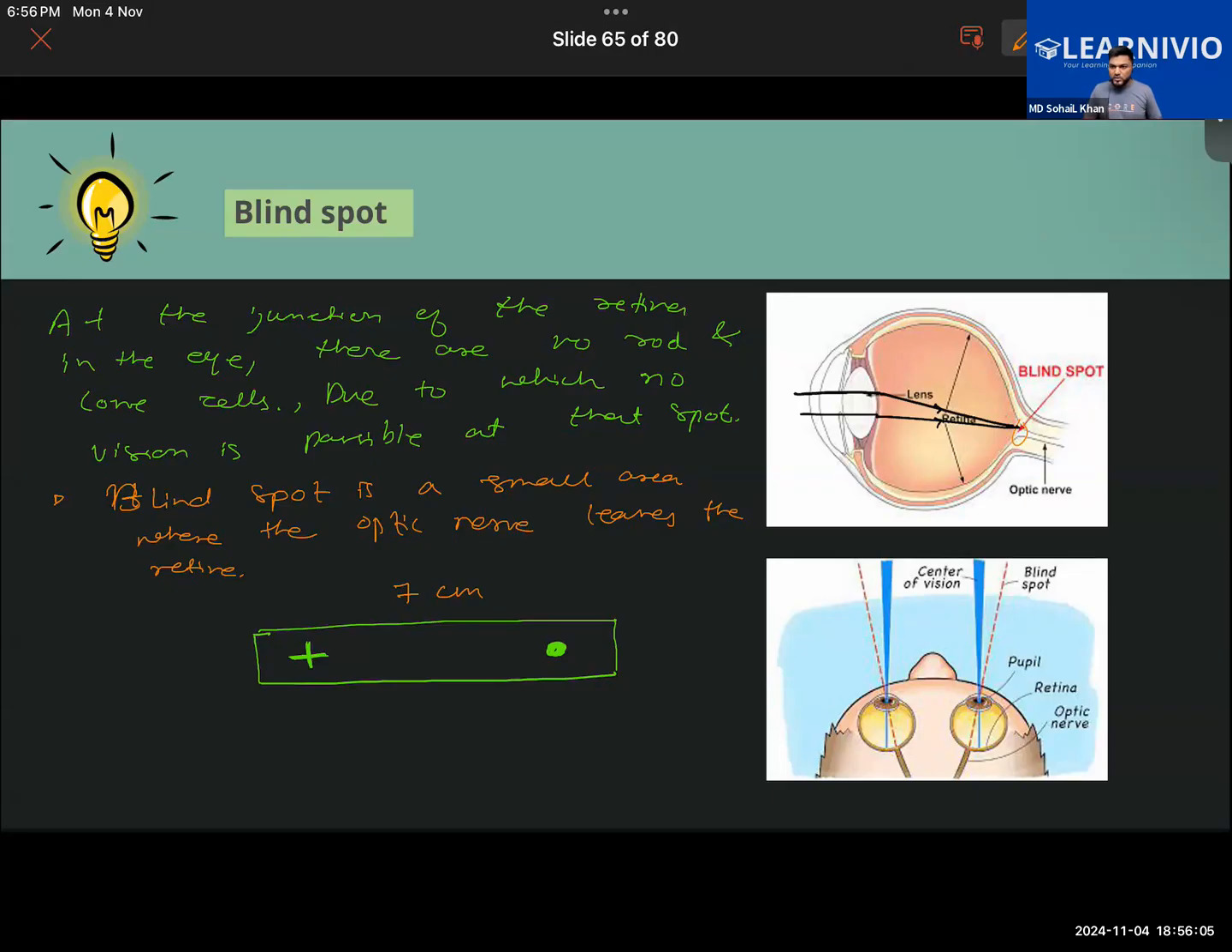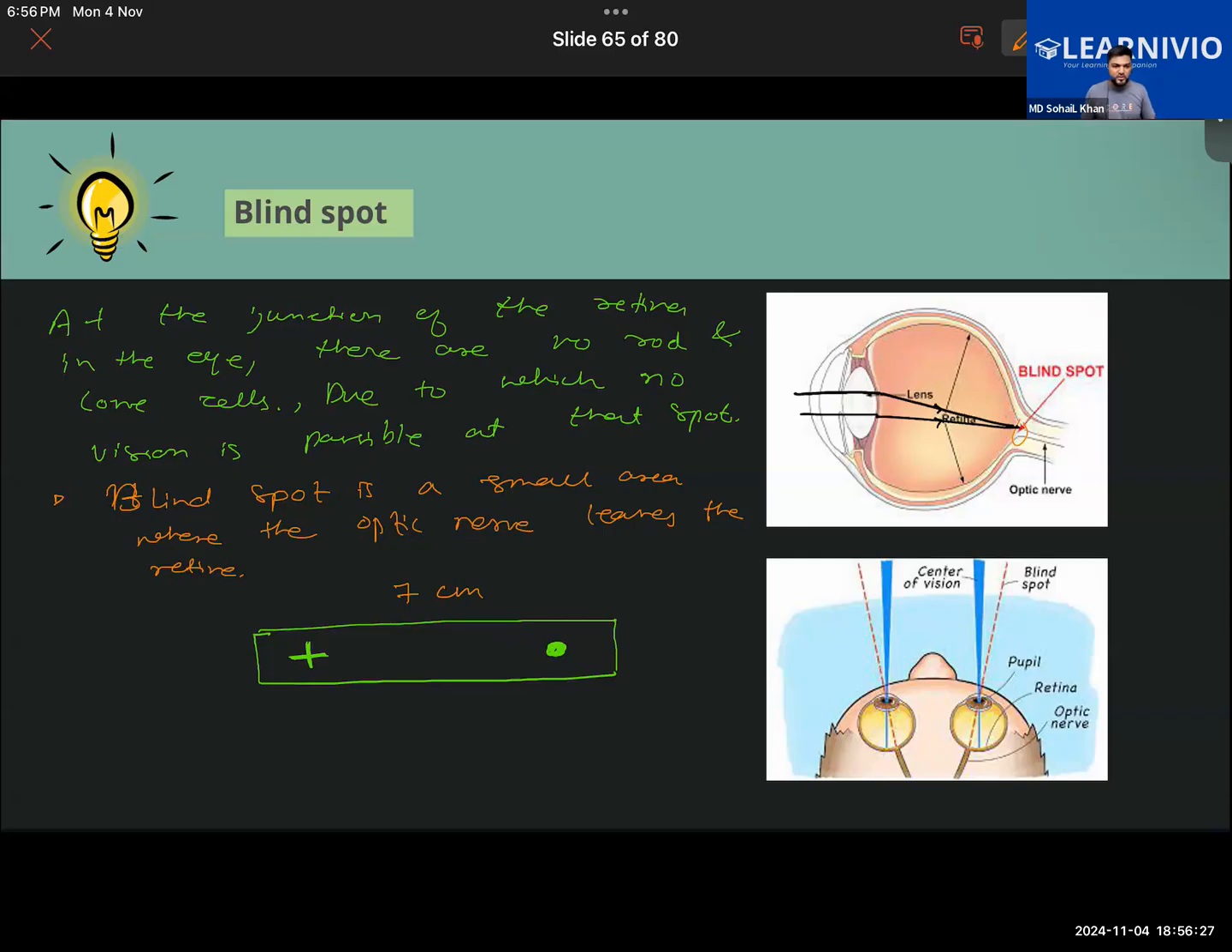Gauri, Roni, Chakrika, Khadija, everyone turn your cameras on in the class. You can do it on paper with strips like a normal notebook, but make sure that the distance between the plus and the dot is about 7 centimeters. Roni, it's okay. No worries.